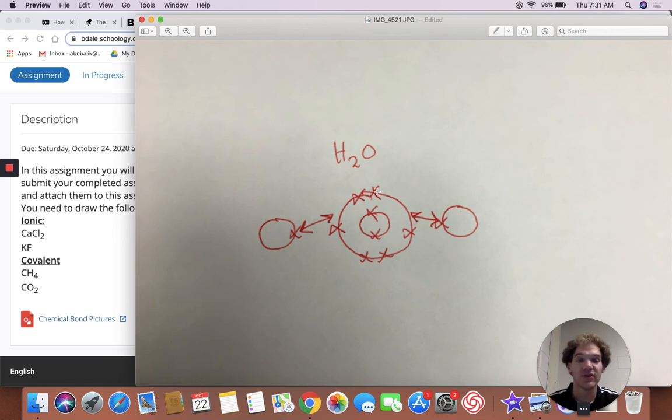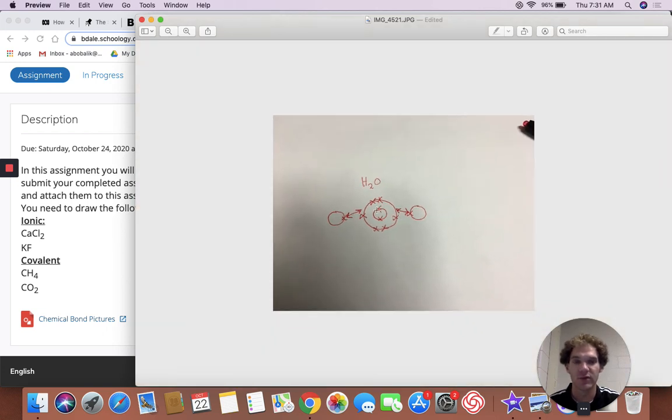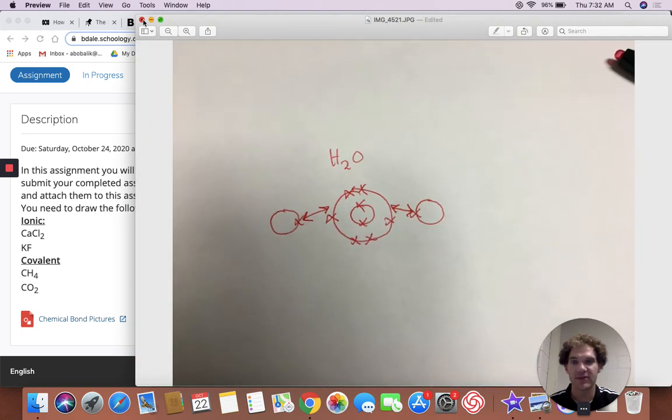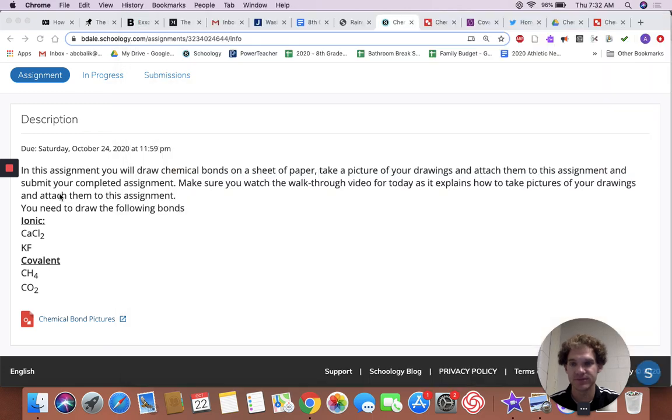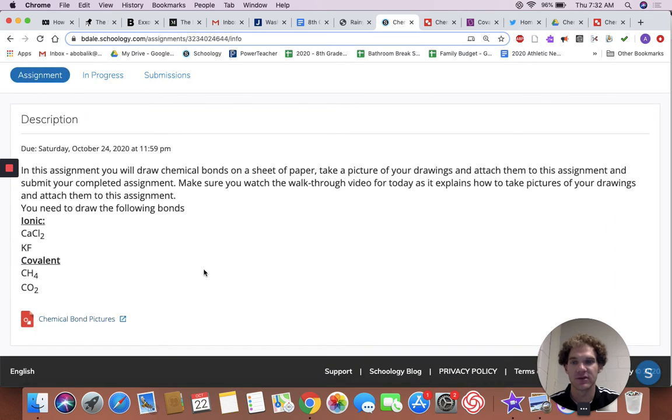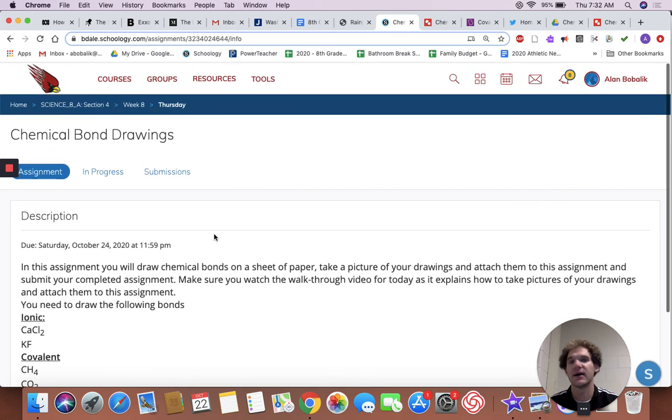Again, you can either do this in Google Drawings, or you can draw it on a sheet of paper and take a picture of it with your camera on your Chromebook, or with a phone, and upload and attach it that way, whatever works best for you. You have to create 4 examples. You need to create the ionic bonds of CaCl2 and potassium fluoride, KF, and then the covalent bonds of CH4 and CO2, and complete those pictures and send them to me.